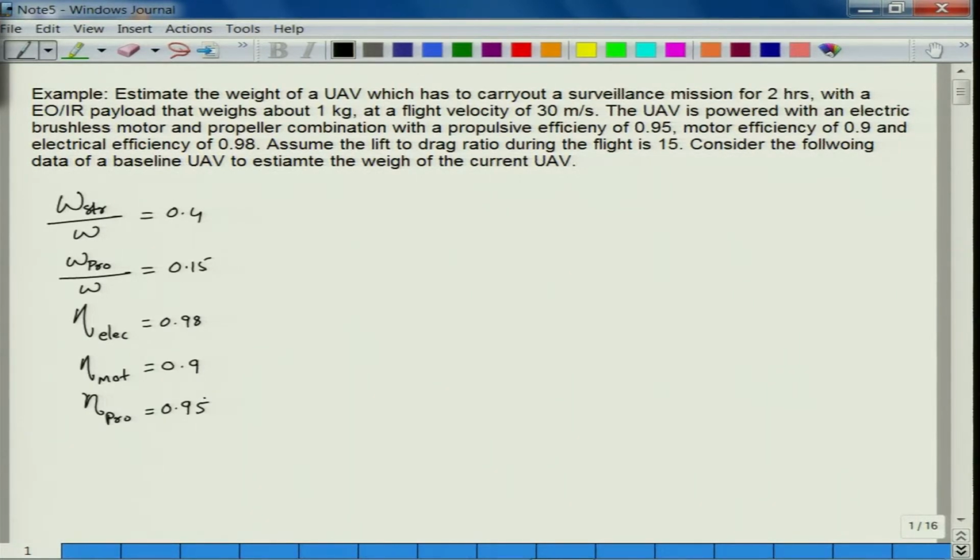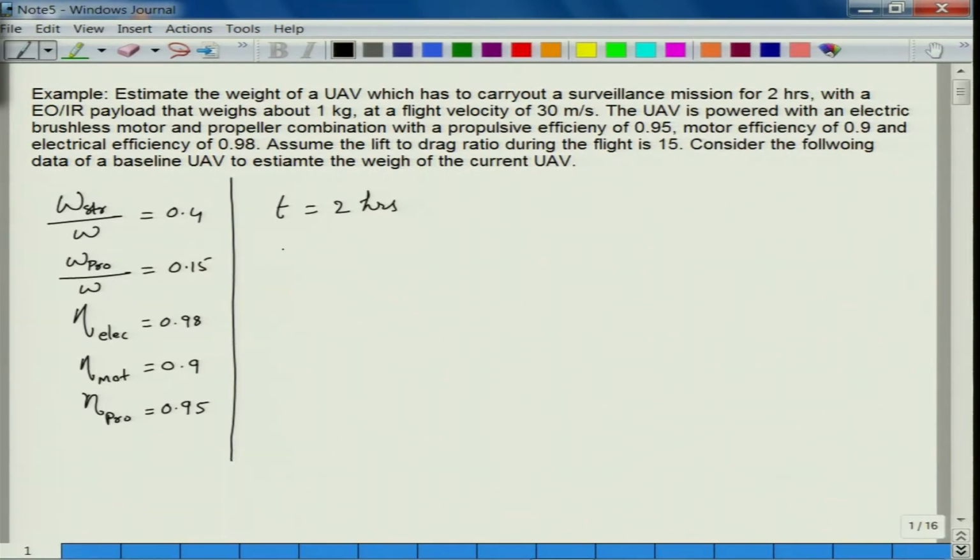What exactly does it mean? Let us put down all the data that was given. We need to carry out a mission, a surveillance mission for 2 hours. That means the time of flight has to be a minimum of 2 hours. Let us estimate the weight of the UAV only for this 2 hours, not accounting for takeoff and returning to the base. What should be the minimum weight of the UAV to carry out this 2 hour surveillance mission? So, the time required is 2 hours here.